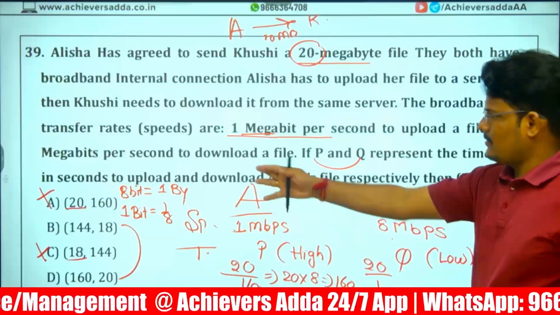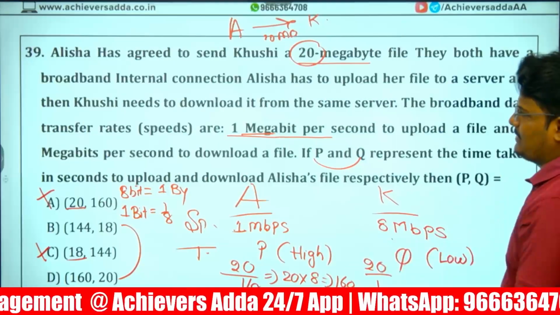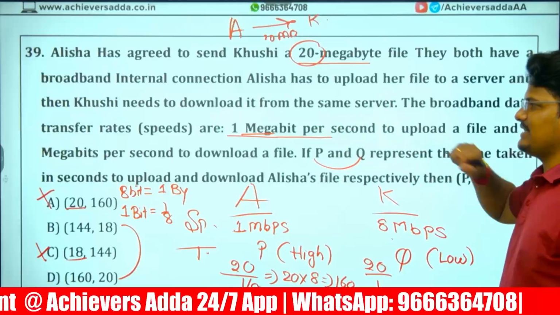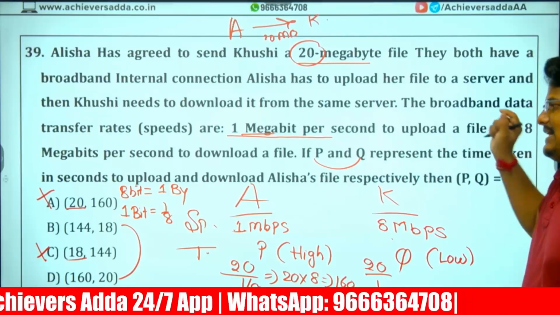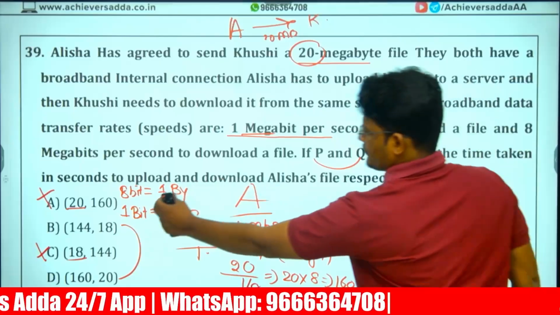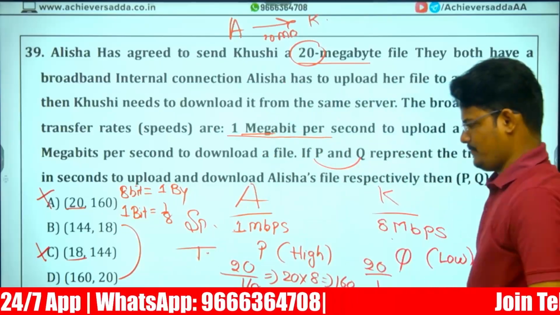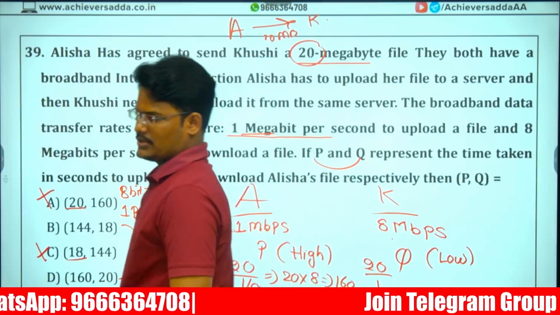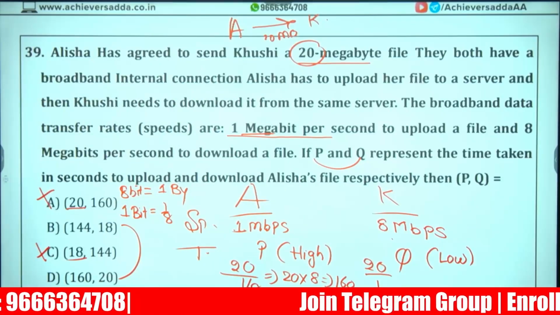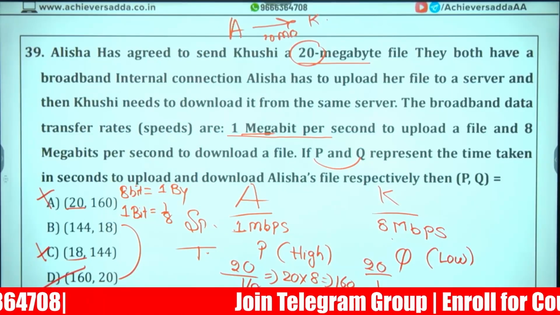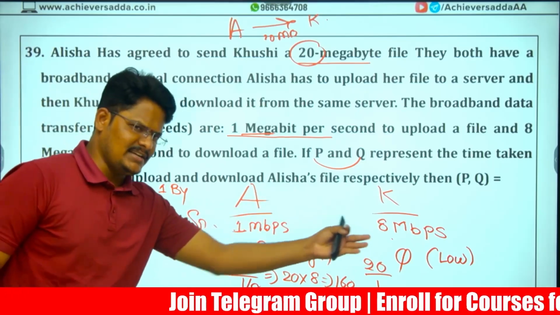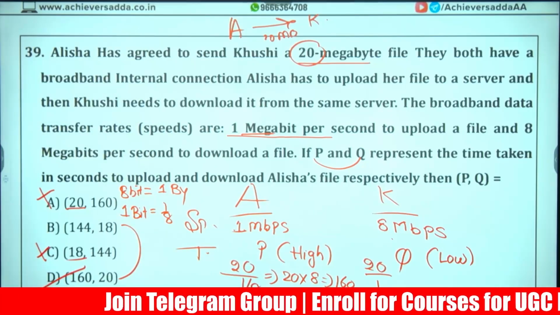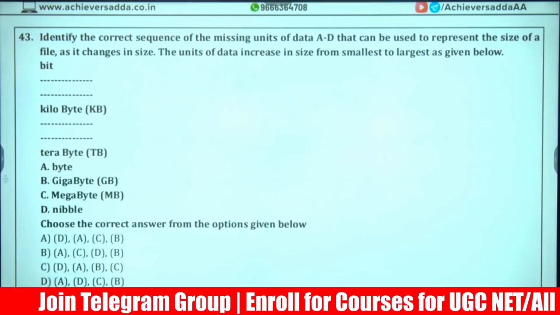Here only 1, because 8 bits equal 1 byte. The question is on megabit per second, so we should take first 1 bit equal to 1 by 8. That's how the calculation goes on for this question. So what is the answer? Finally you can conclude option D, 160, 20. You can arrive at the answer with 20 itself, option D, because we eliminated 2.